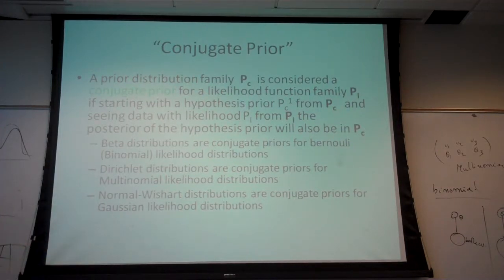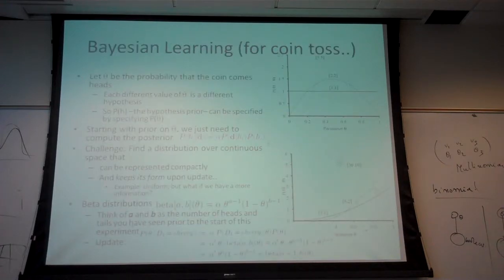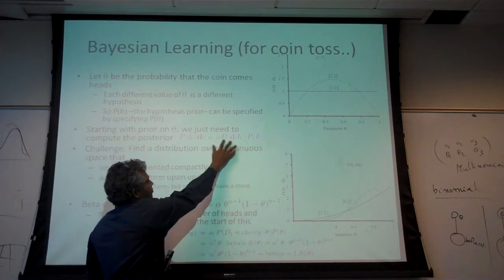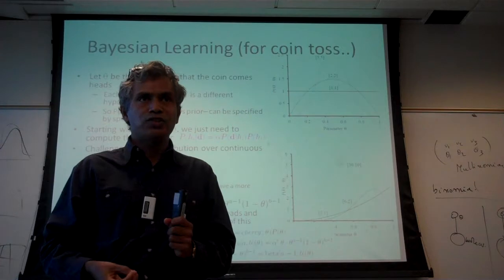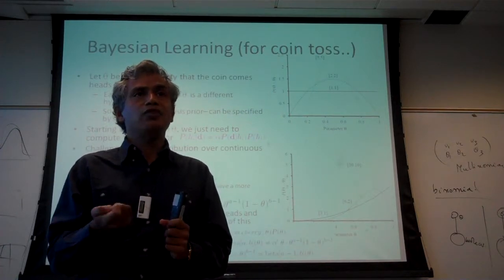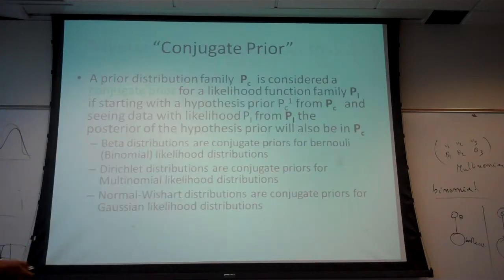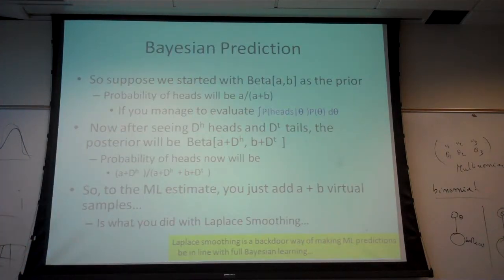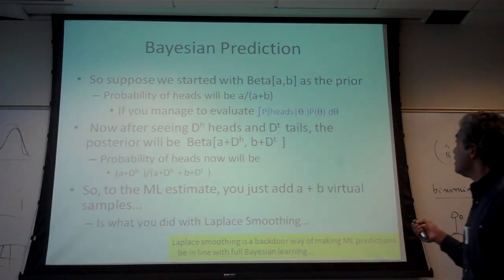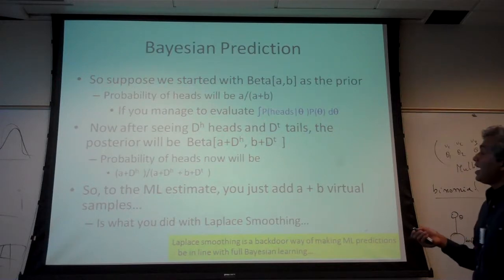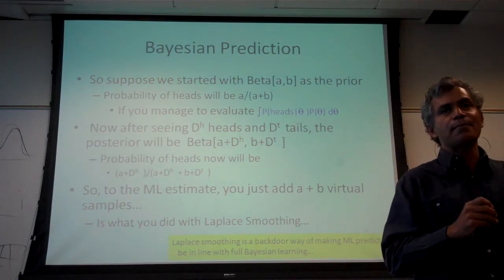So once you have the conjugate distributions, then you know that the technical problem of maintaining the posterior has been made easy. You just maintain the posterior by keeping track of the new hyperparameters for the conjugate distribution. Now, what does Bayesian prediction do? Suppose you have started with a beta AB as the prior, then the probability of heads at that point would be A by A plus B.